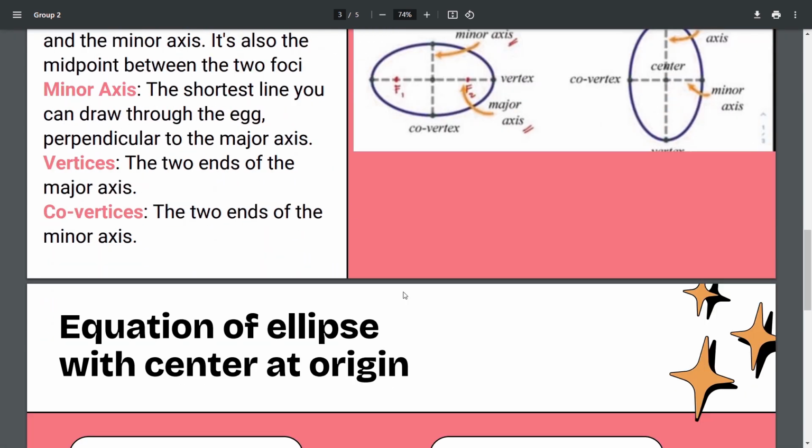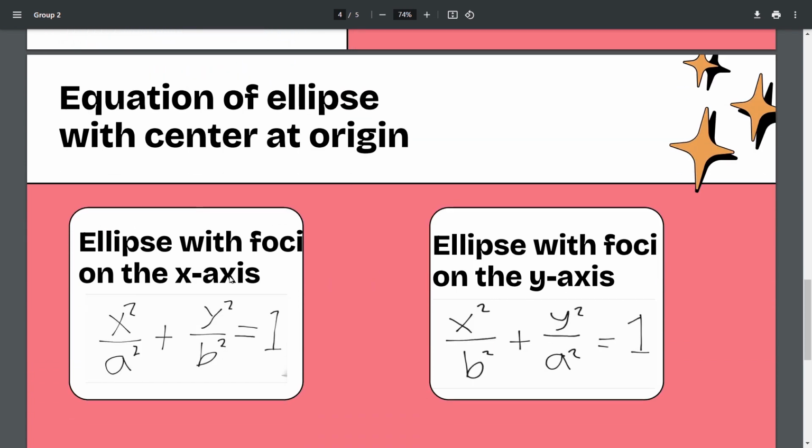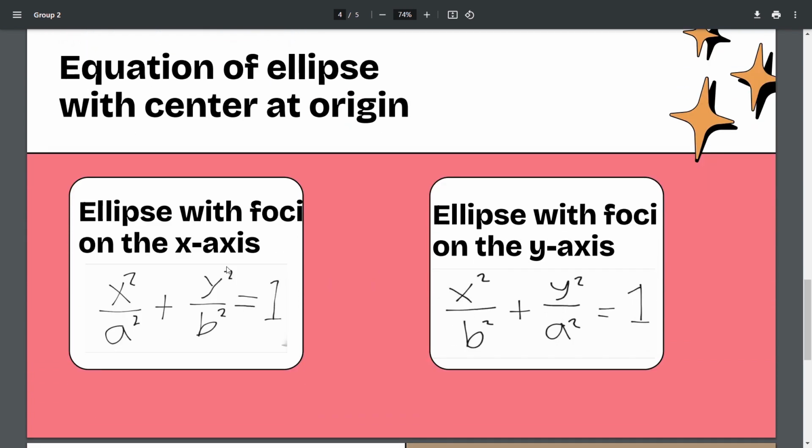So now let's proceed to equation of ellipse with the center at origin. Ellipse with foci on the x-axis: x squared over a squared plus y squared over b squared equals 1. This is what you will use as horizontal equation if your graph is horizontal.